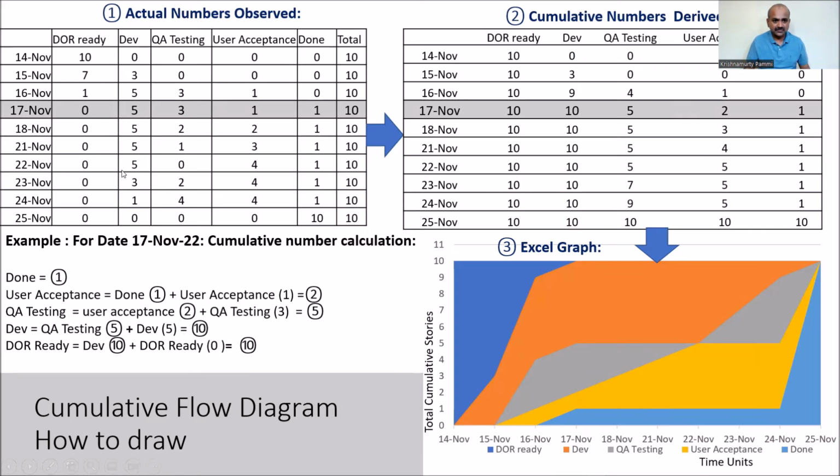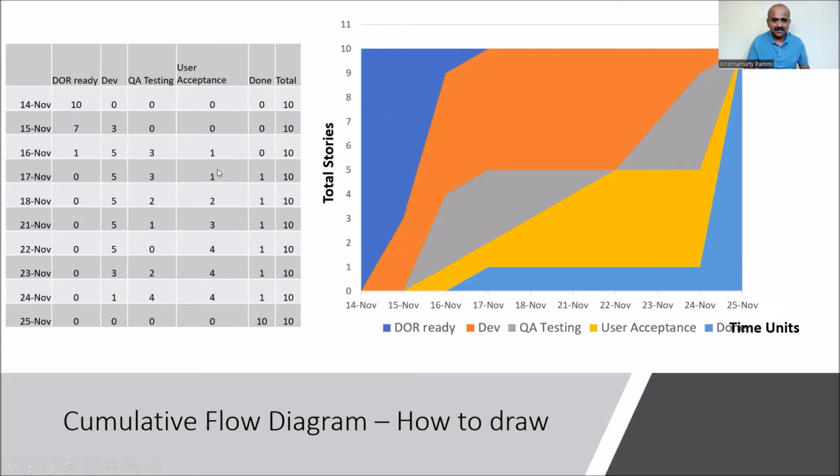The actual numbers are here, and they get transformed into the cumulative flow diagram. Total stories will be on the y-axis. On the x-axis, time units will be there, and various colors are used. The deep blue or thick blue color talks about DOR (definition of ready) stories. The amber is development. The QA testing is gray. User acceptance testing is yellow, and light blue is done features. Okay, this is how we can draw a cumulative flow diagram.